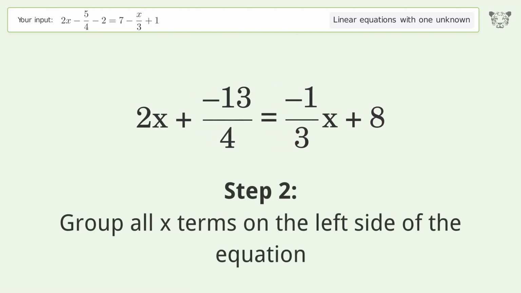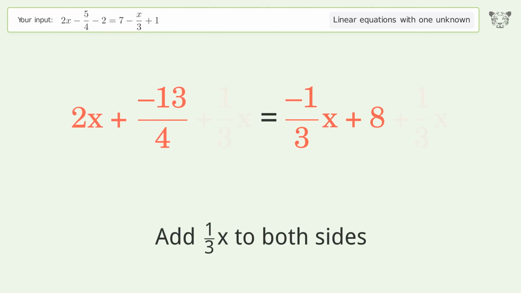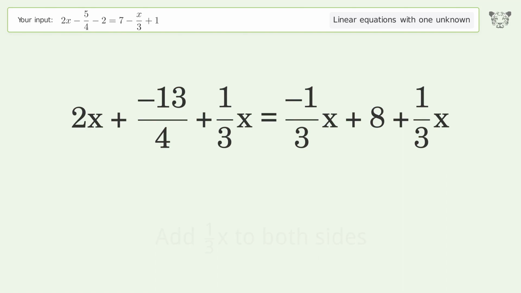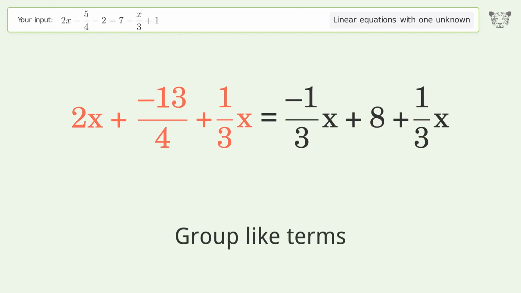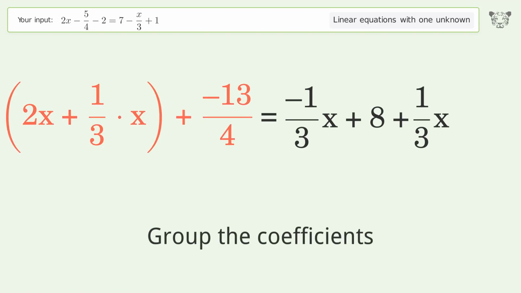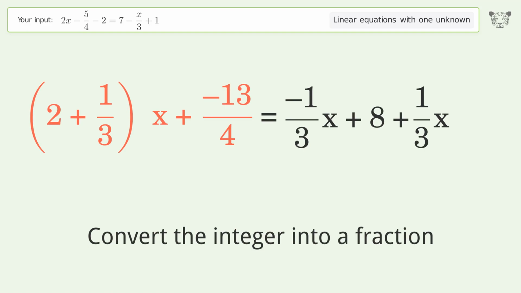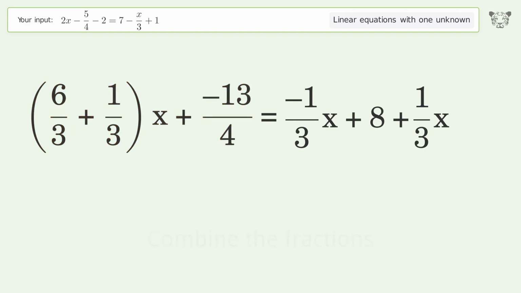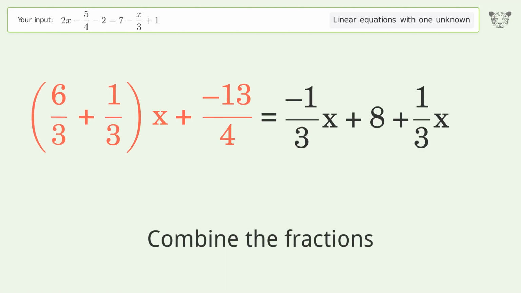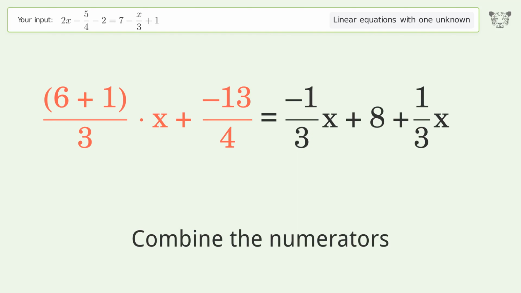Group all x terms on the left side of the equation. Add 1/3x to both sides. Group like terms. Group the coefficients. Convert the integer into a fraction. Combine the fractions. Combine the numerators.